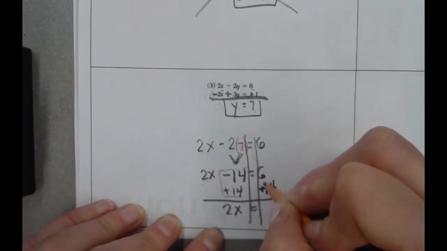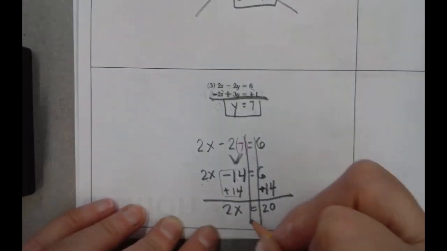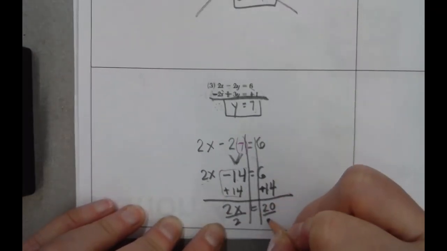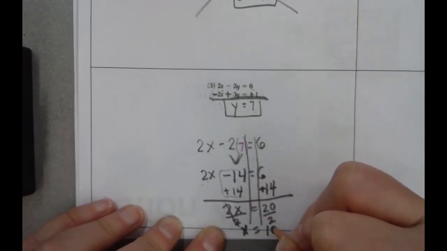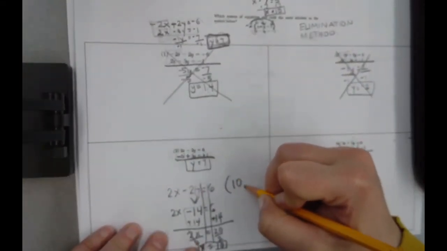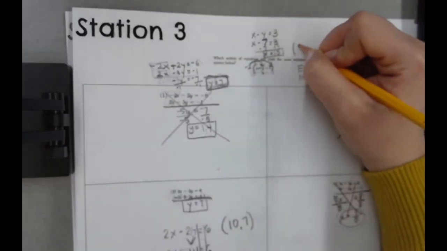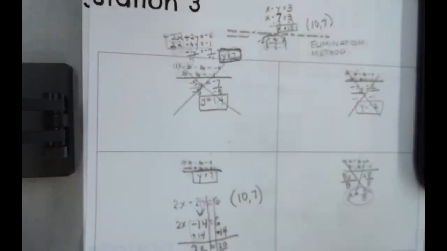2x's is equal to 6 plus 14, which is 20, right? Divide by 2, divide by 2. 1x equals 10, which was also part of our original solution. So here, the solution 10, 7 is the same for the original problem and answer number 3.